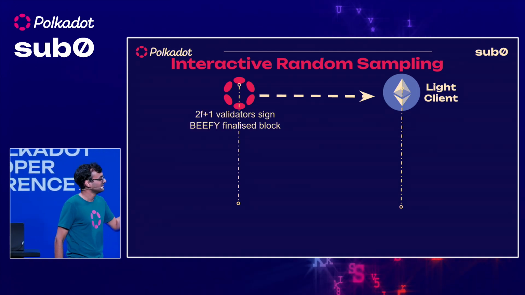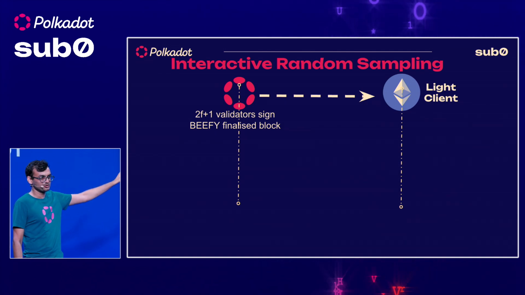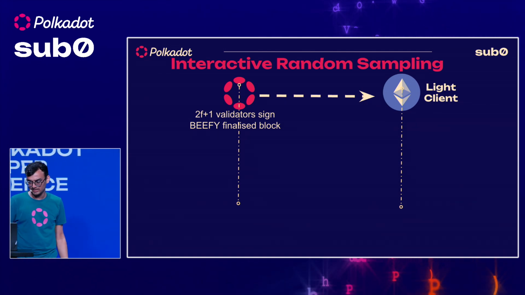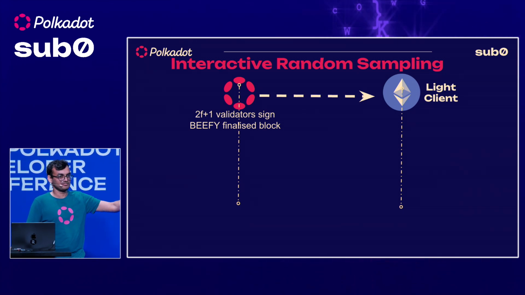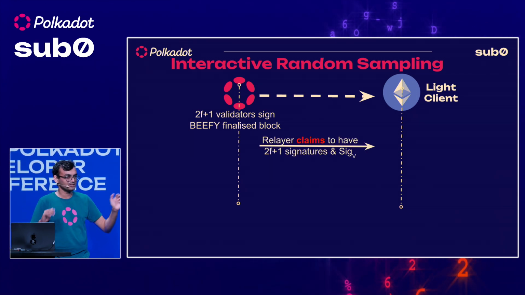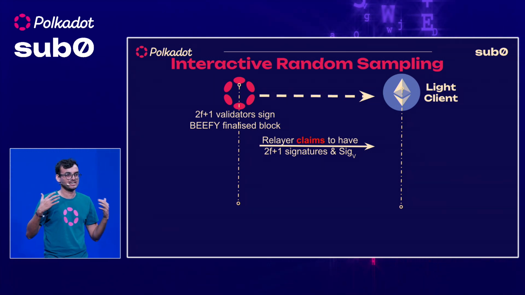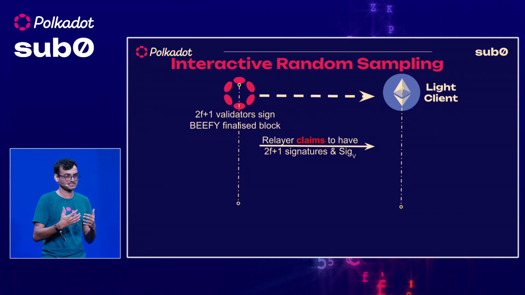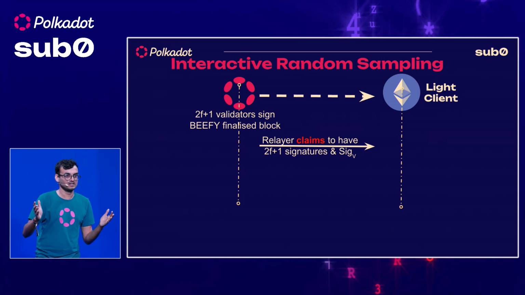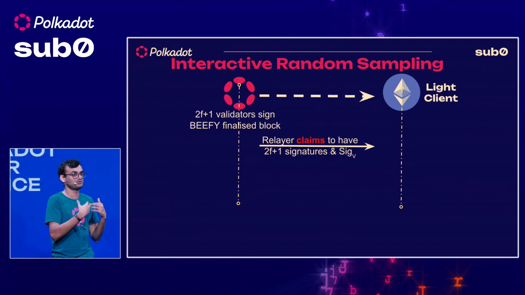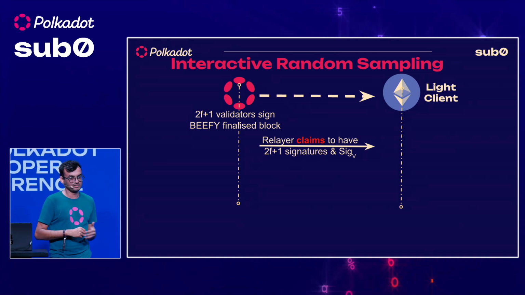Again, a block is BFT finalized when it has 2f plus 1 validators signing on it. But now, instead of sending all those signatures and getting them verified on the smart contract, what the relayer does is claim that it has 2f plus 1 signatures. It claims that it has got those signatures, but it really doesn't send them all. It just claims that it has, say, 200 signatures on Polkadot which signed on the BFT finalized block.